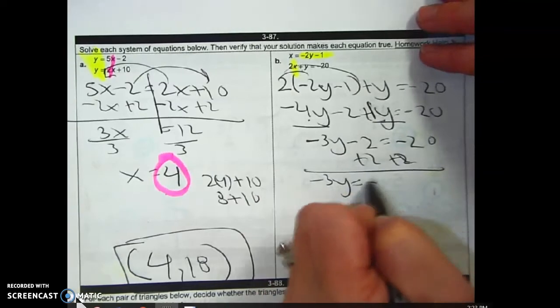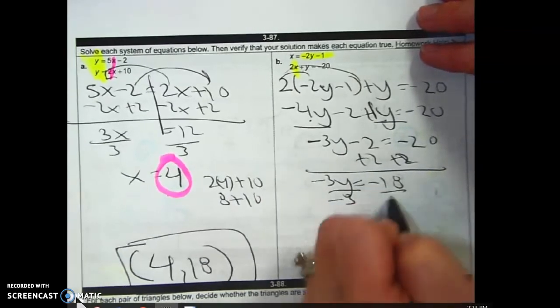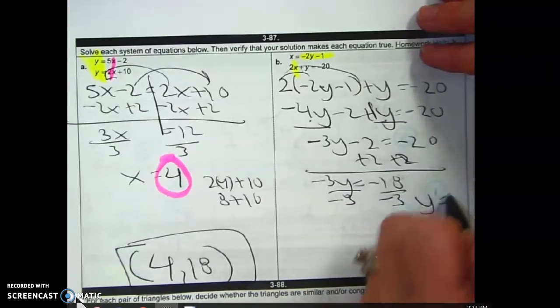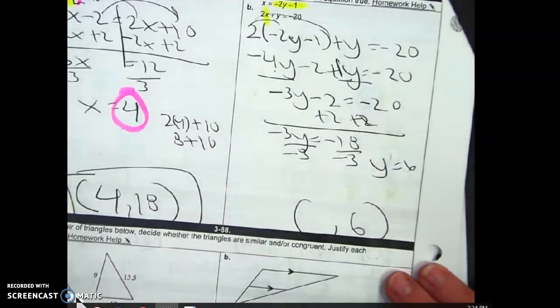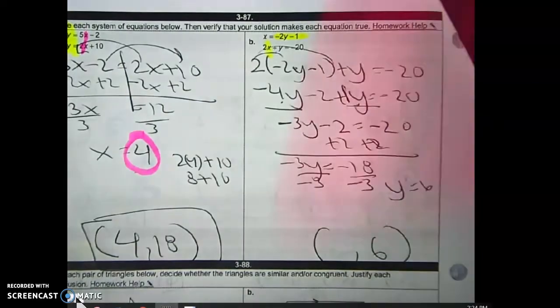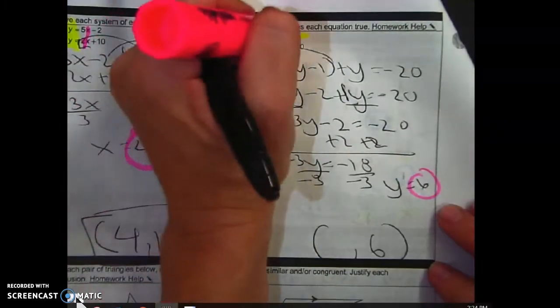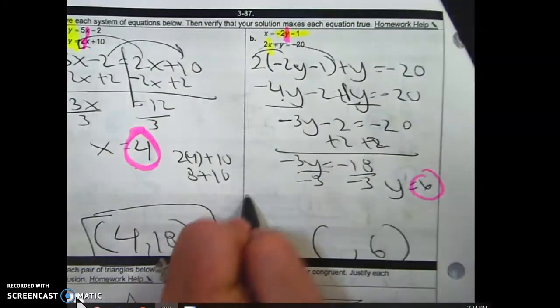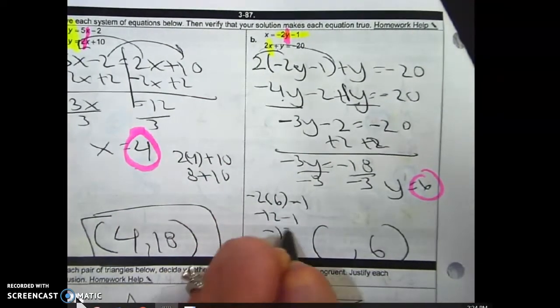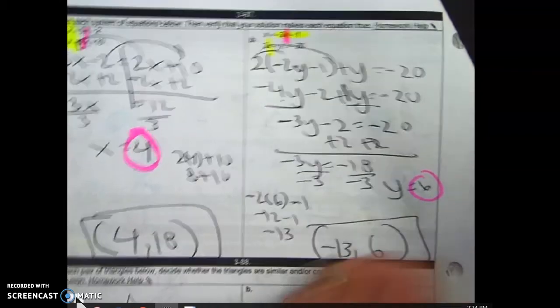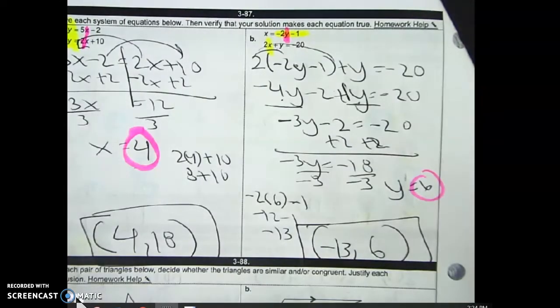I know my handwriting isn't amazing, but hopefully you're good to go. I get y equals 6. Problem is, all I got was the y value this time. Now I have to get the x. So I'm going to take that y and plug it right in there. Negative 2 times 6 minus 1, negative 12 minus 1, negative 13, and now I'm good to go.